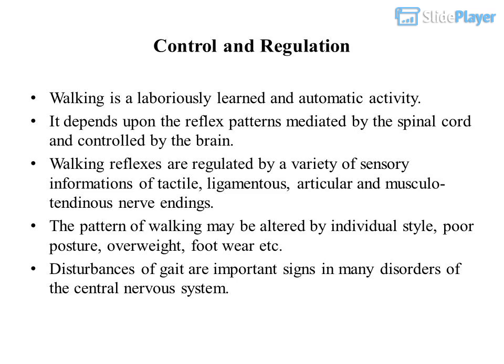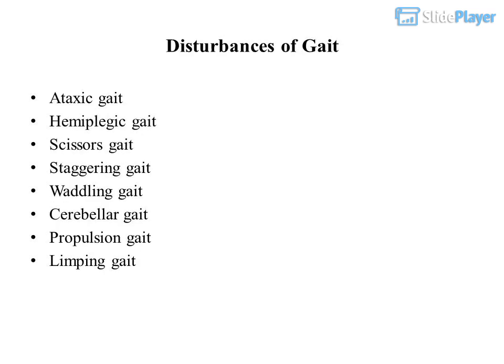Disturbances of gait are important signs in many disorders of the central nervous system. Disturbances of gait: ataxic gait, hemiplegic gait, scissors gait, staggering gait, waddling gait, cerebellar gait, propulsion gait, limping gait.